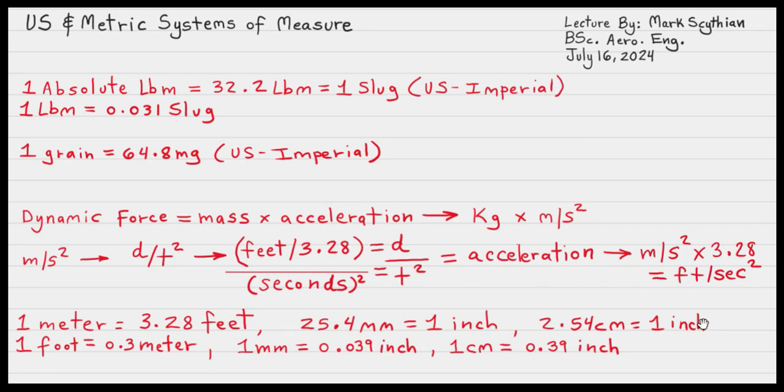acceleration. And of course, if we want to bring that back from meters per second squared to feet per second squared, we can just multiply the meters per second squared acceleration times 3.28. So here we have 1 meter is 3.28 feet, 1 inch is 25.4 millimeters, 1 inch is also equal to 2.54 centimeters, 1 foot is 0.3 meters, 1 millimeter is 0.039 inches, and 0.39 inches is 1 centimeter.